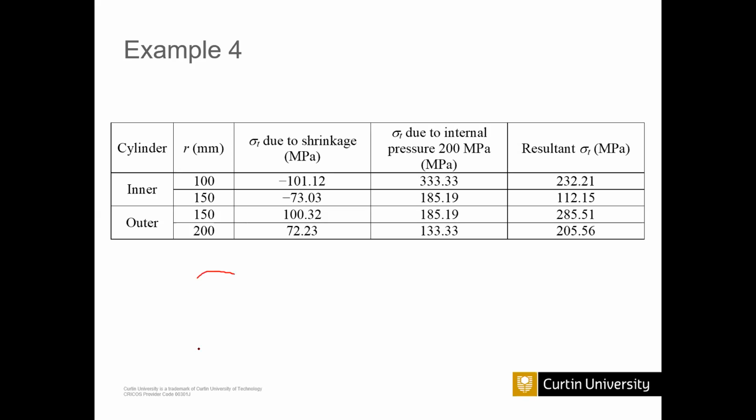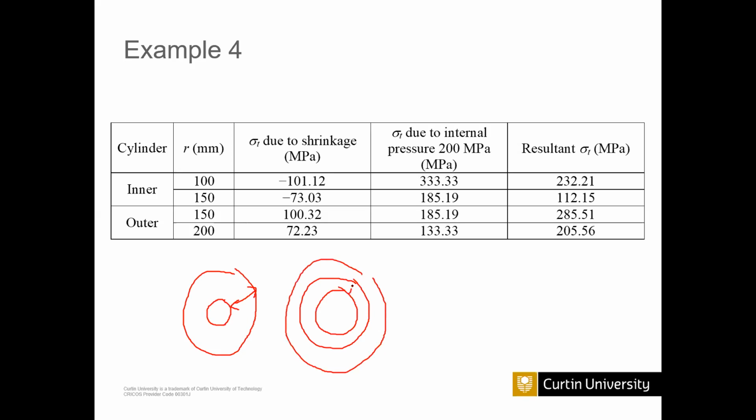So instead of using one single cylinder, we can assume this thickness is 100. So we can put this kind of compound cylinder. This is 50, this is 50. So this is much better than using one single cylinder. That's why we will use a compound cylinder.